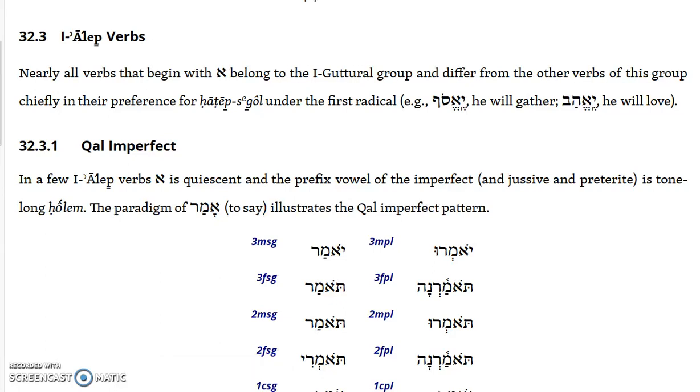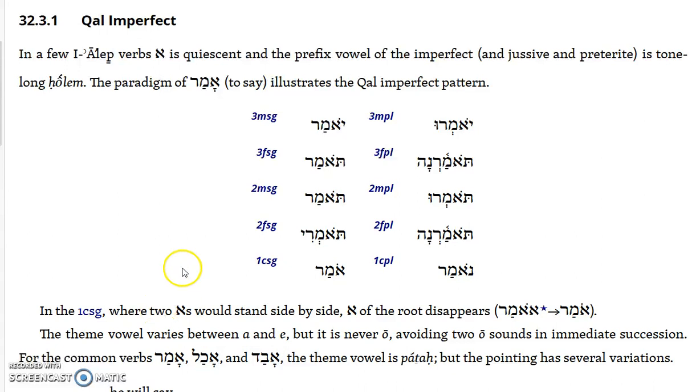The second weak verb in this lesson are the first Aleph verbs. That is, verbs that have an Aleph in the first position of the root. For example, the verb amar, having to do with to say. And it turns out that many of these verbs, or at least amar in particular, theoretically should have had a hirik under the first consonant and then a shava under the aleph. But instead of getting yimar, for whatever reason, it goes to an o vowel and you get yomar.